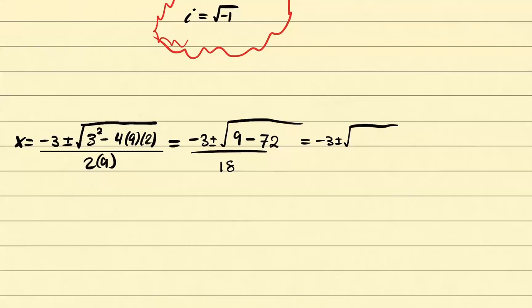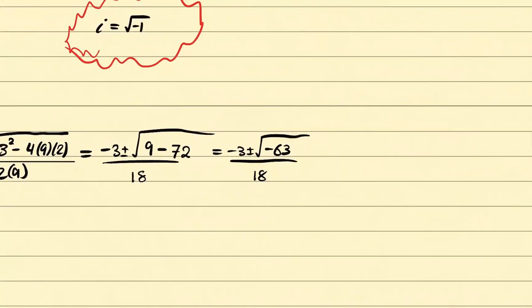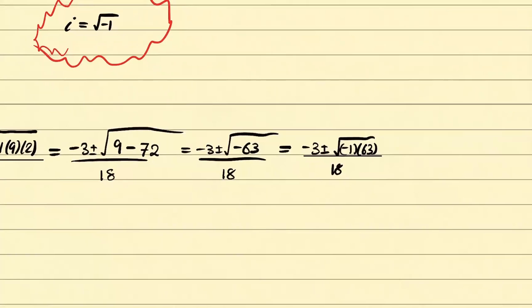So negative 3 plus or minus the square root of 9 minus 72. So that's going to be negative 63. So again, I'm going to peel off a negative and leave the 63 originally. And then I'm going to split them up as a product.